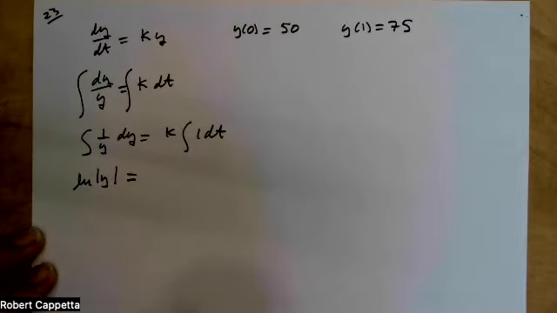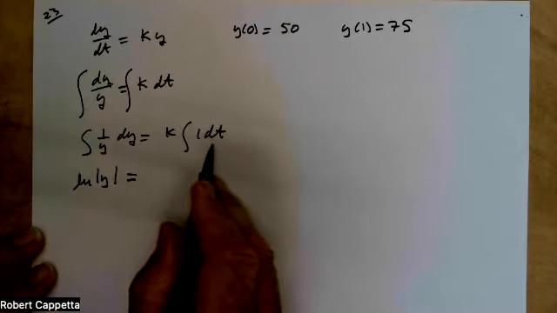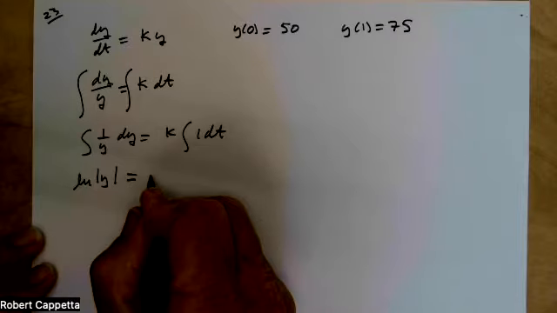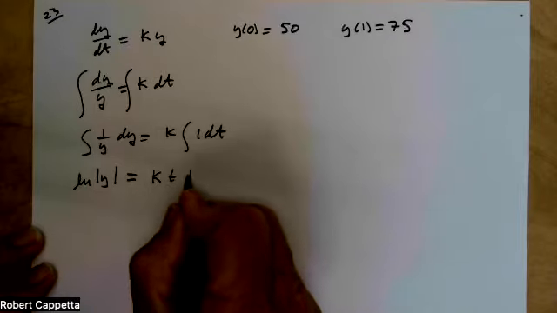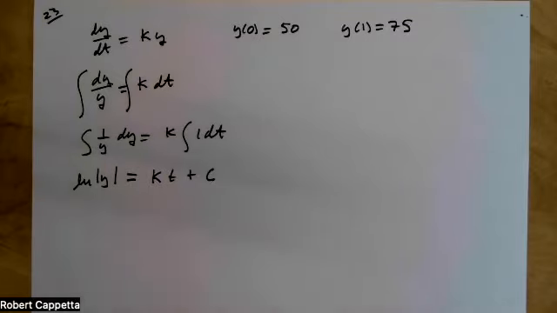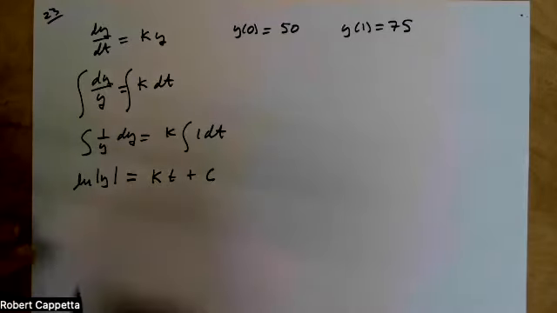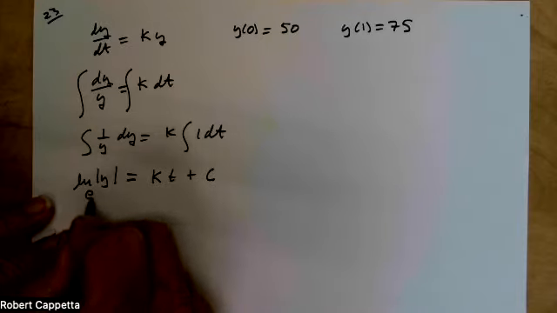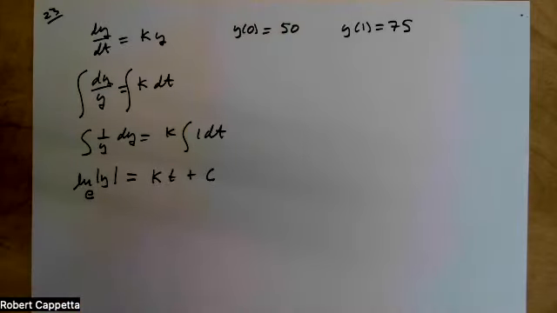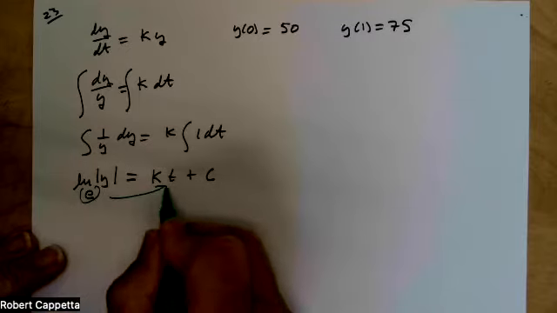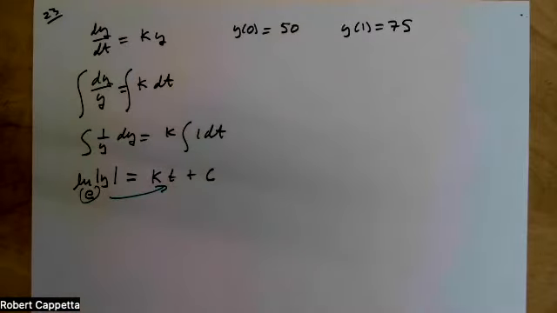We'll work on the c on the right-hand side. k times the integral of 1 dt, a function whose derivative is 1, it's just t. So we get kt plus c. So now I have natural log absolute value of y equals kt plus c. Where do we go from there? The base of the natural log is e. So we have e to the kt plus c will equal the absolute value of y.